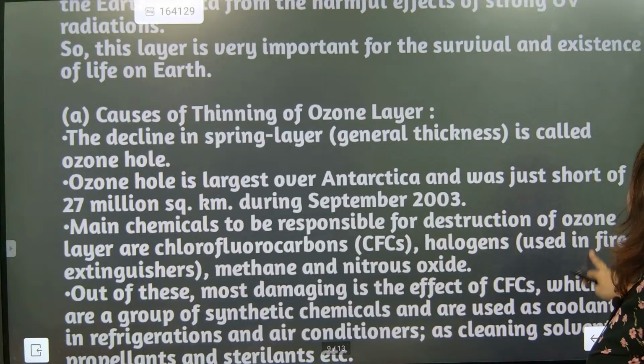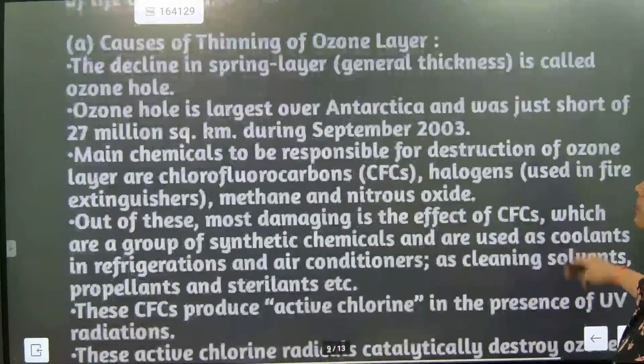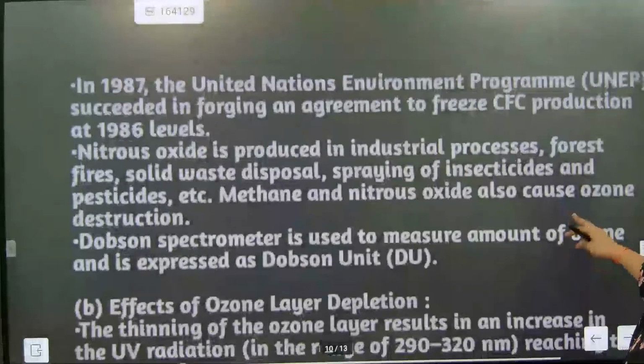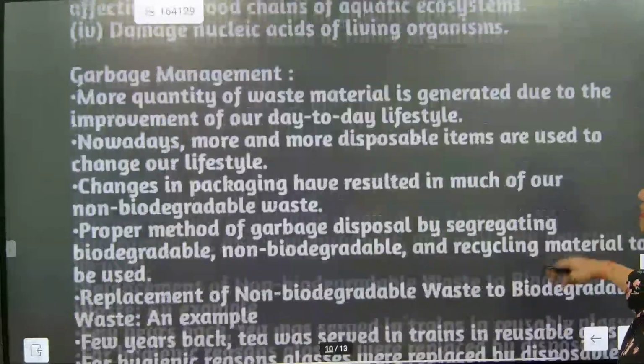What in all are the causes of thinning of ozone? Let me check it out. This is the ozone part that is written.